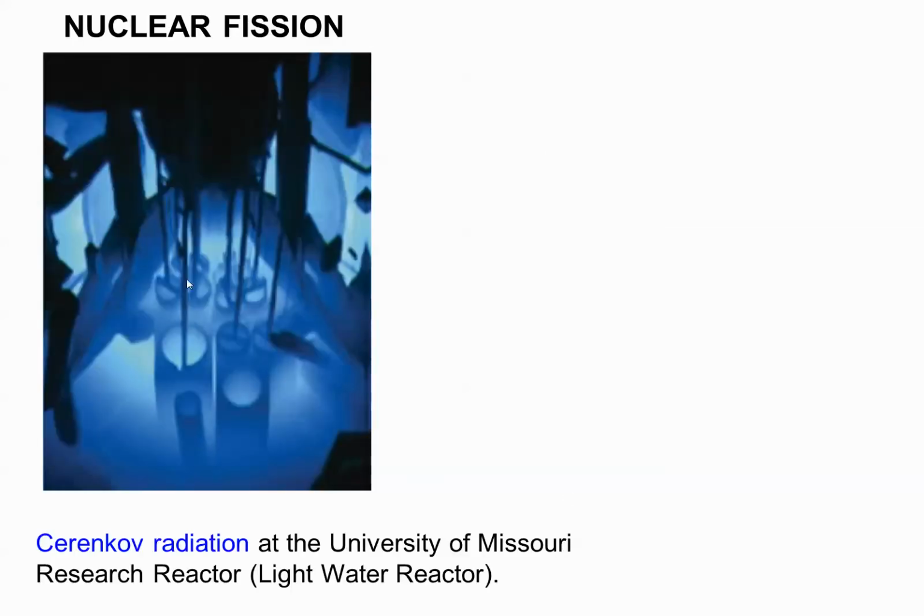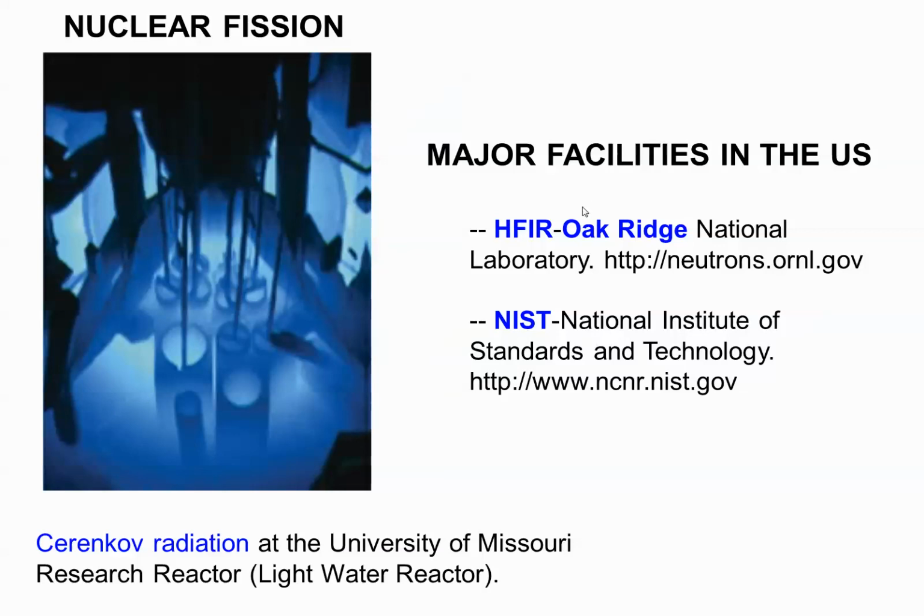Nuclear fission, we see the belly of the beast here. In other words, the core of a nuclear reactor at the University of Missouri. The blue glow is due to what is called Cherenkov radiation. These are relativistic beta particles, electrons, that are emitted by fission fragments, and they emit this blue light while slowing down in water. Major facilities in the United States, major reactors: High Flux Isotope Reactor at Oak Ridge, and NIST.